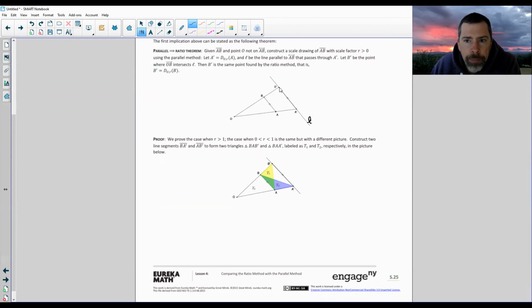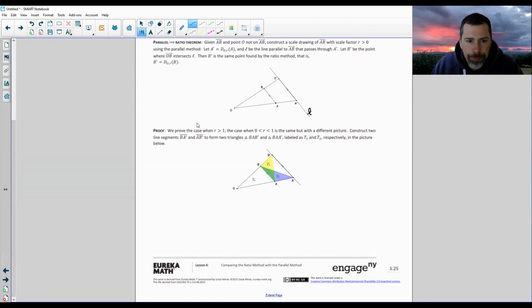Let B prime be the point where ray OB intersects that line L. Then B prime is the same point found by the ratio method. That is, B prime equals the dilation from O of ratio R of B out to B prime. Okay, so that's all they're saying.